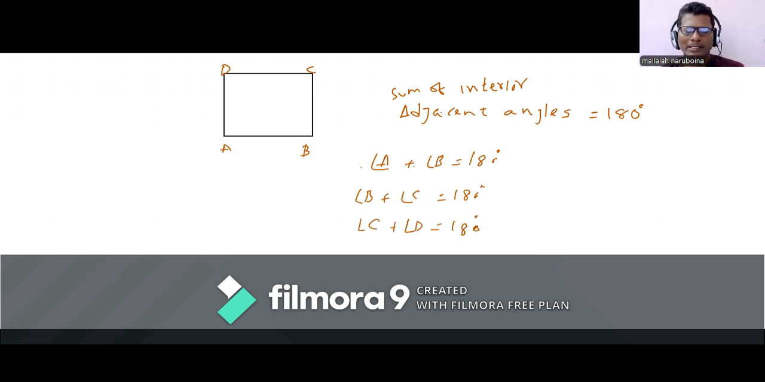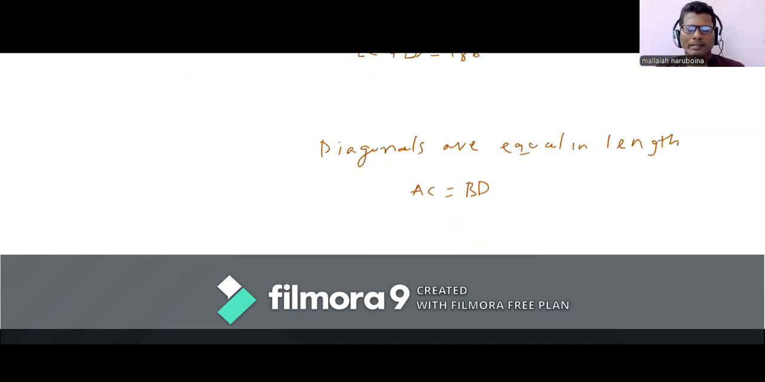These pairs of angles are called adjacent angles. A and B form adjacent angles. They are supplementary, that means their sum is 180 degrees. Diagonals are equal in length. That means AC is equal to BD. In a parallelogram, diagonals are not equal, whereas in a rectangle, diagonals are equal. That is the main difference between a rectangle and a parallelogram.